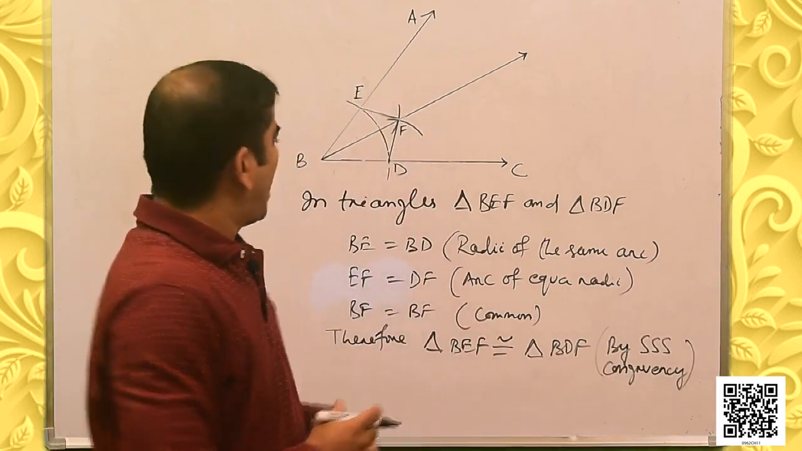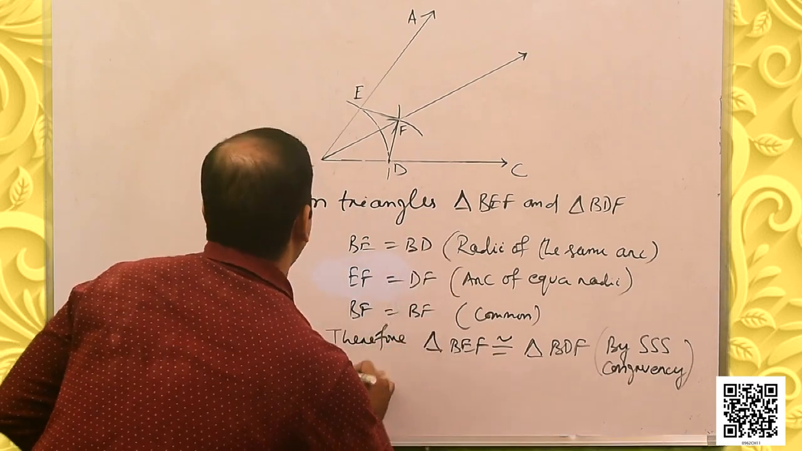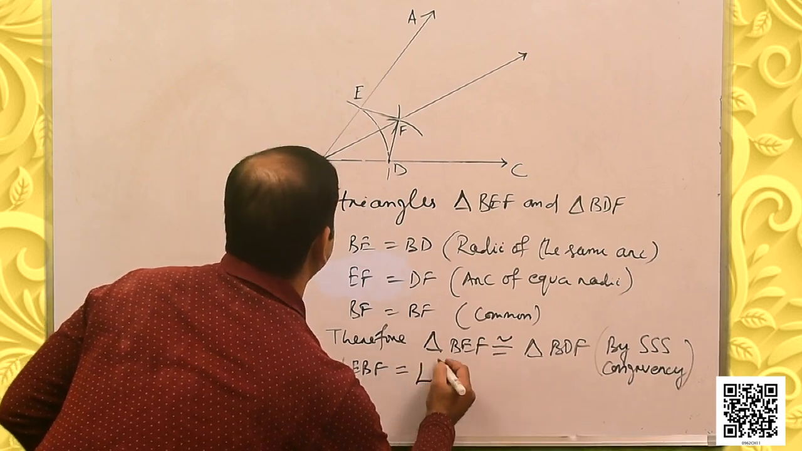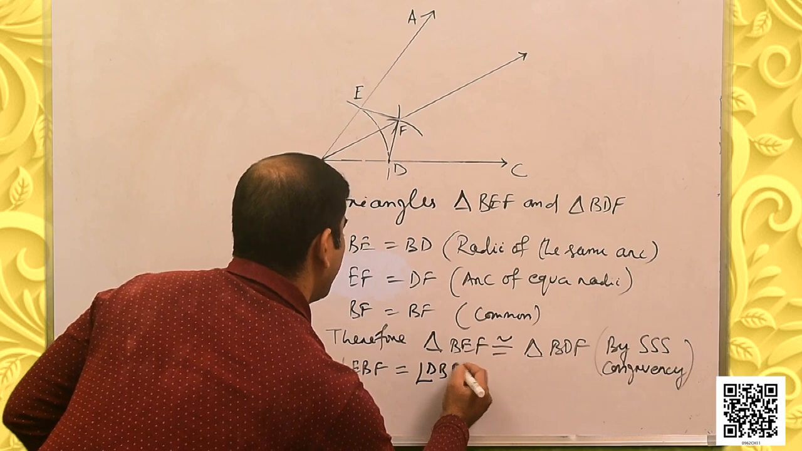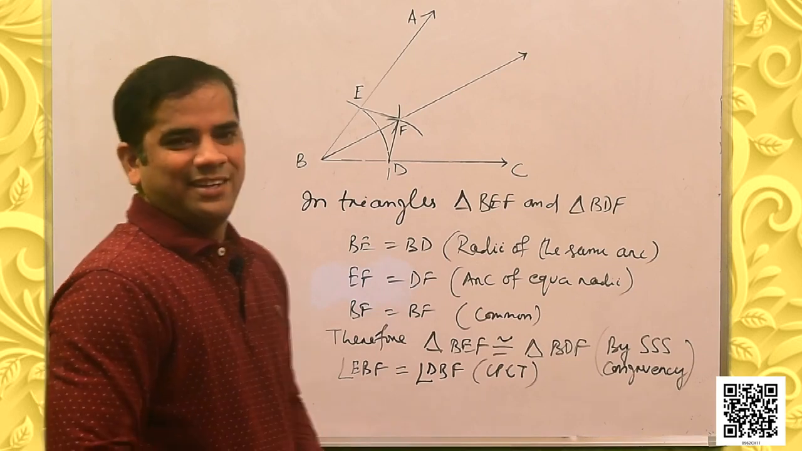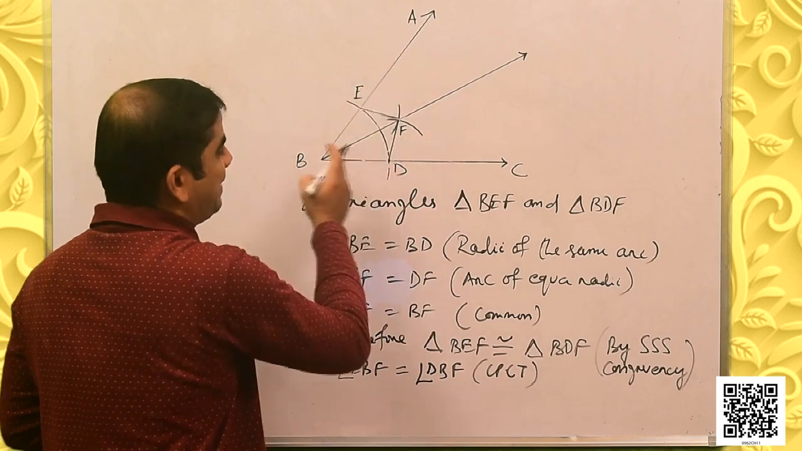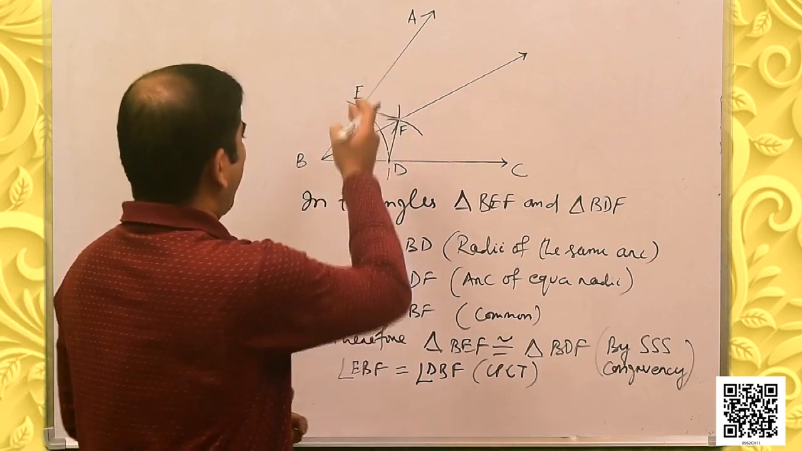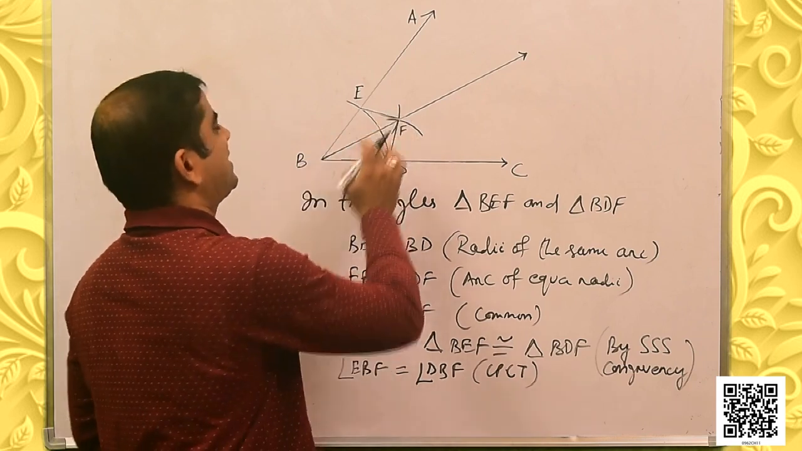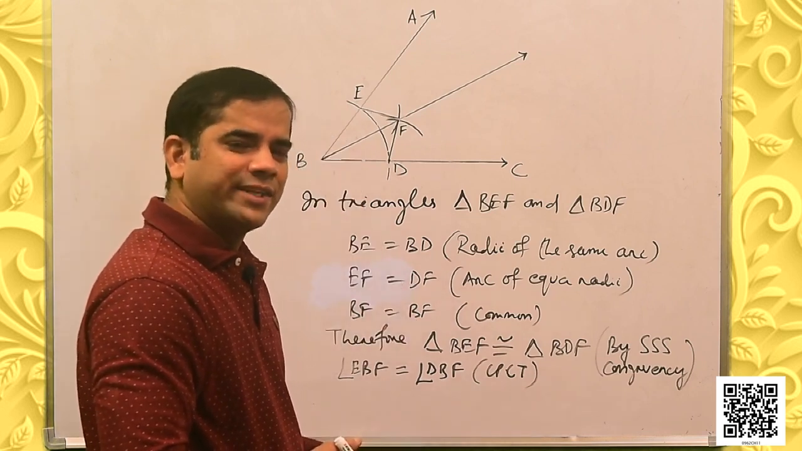Fine. So, as these two triangles are congruent to each other, that means angle EBF is equal to angle DBF, corresponding parts of the congruent triangles. As they are equal, that means BF is bisecting angle ABC, because angle EBF is equal to angle DBF. Okay, hope you have understood this concept.